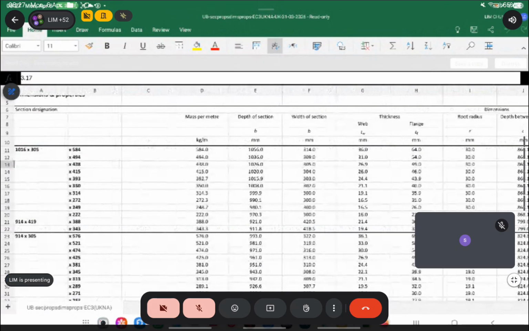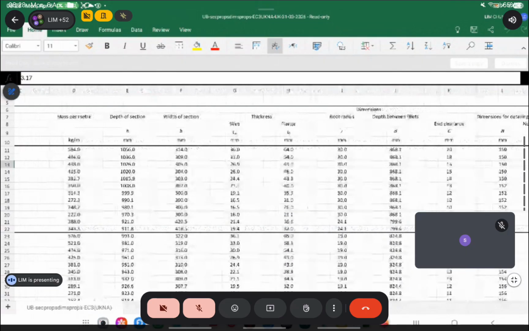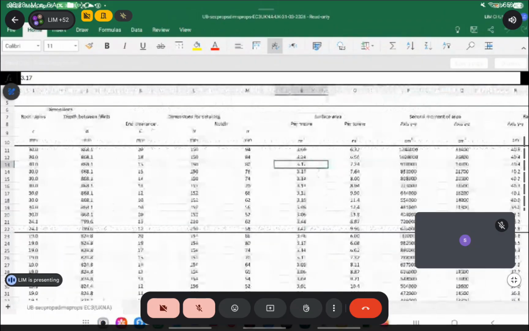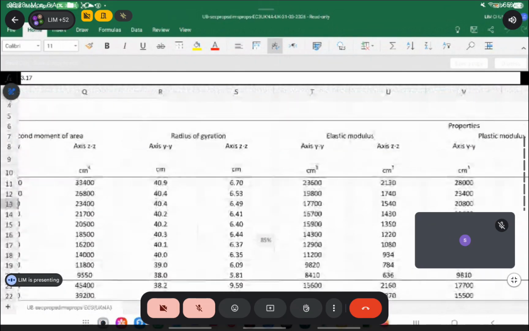Boleh. Okay, so, masih ingat table ini kan? Last week, when we did the section classification. So, this table, when we do the section classification, we obviously use the first few columns. We use the H, the B, the flange, the web thickness, okay? But if you keep scrolling to the right, scroll to the right, sini.